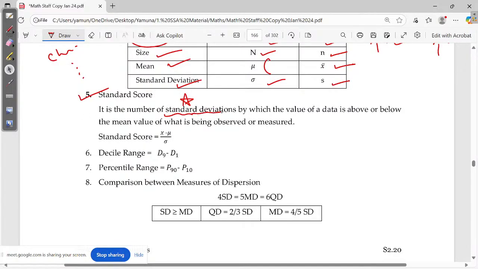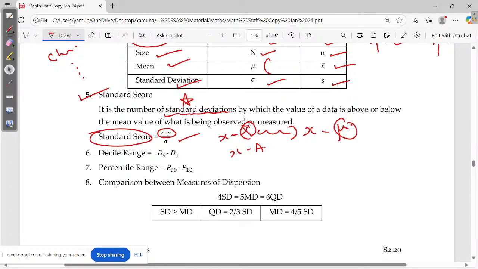Please highlight. Usually we take the deviation from the arithmetic mean, but here we take the deviation from a different value. See the formula: usually we take x minus x bar, or x minus A. Here what is done is x minus mu. Instead of x minus x bar, we are taking x minus mu. What is x bar? The sample mean. What is mu? The population mean. Divided by sigma. This is a standard score.